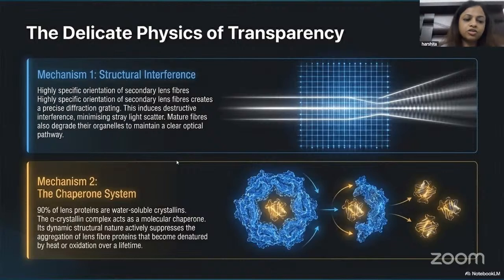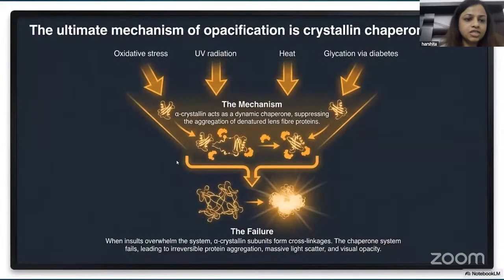Then comes the chaperone system. 90% of the lens proteins are water-soluble crystallins. Alpha-crystallin, as we all know, is a complex that acts as a molecular chaperone. Its dynamic structural nature actively suppresses the aggregation of lens fiber proteins that become denatured by high heat. These are all stress factors that lead to denaturation of the proteins, and subsequently the chaperone system fails, leading to irreversible protein aggregation, massive light scatter, and visual opacity.